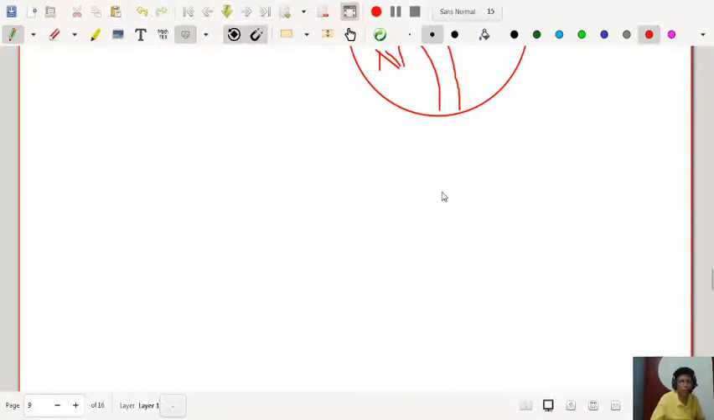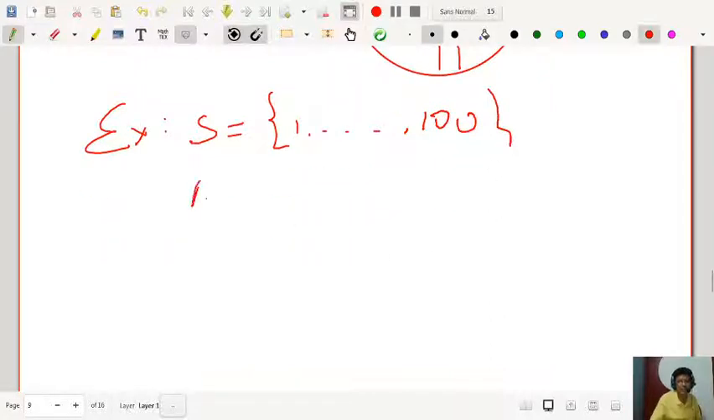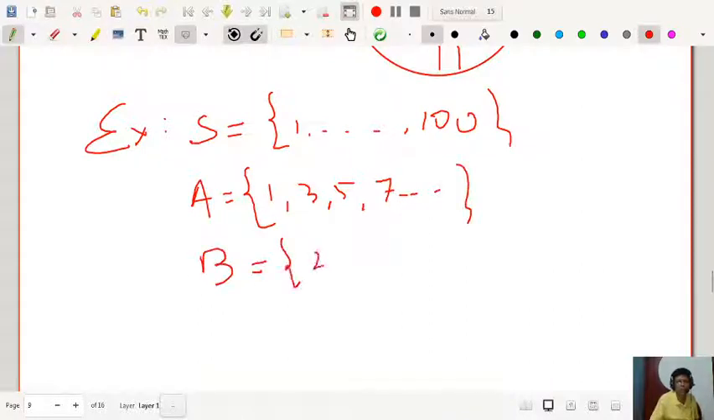But suppose in a small problem, S is the universal set that contains the natural numbers 1 to 100. This is the universal set. And if you write A as the set of all odd numbers, 1, 3, 5, 7, etc., and B as all even numbers, 2, 4, 6, 8, etc., these are all inside this universal set. So in this case, your universal set is the natural numbers from 1 to 100. Okay, understood.